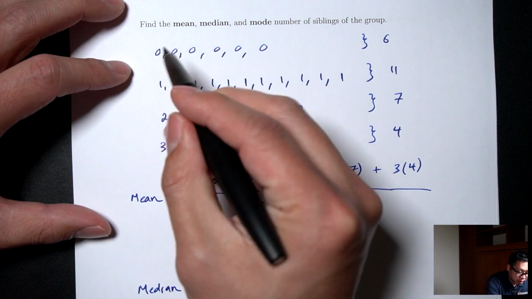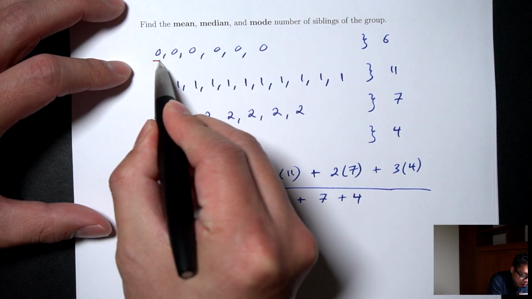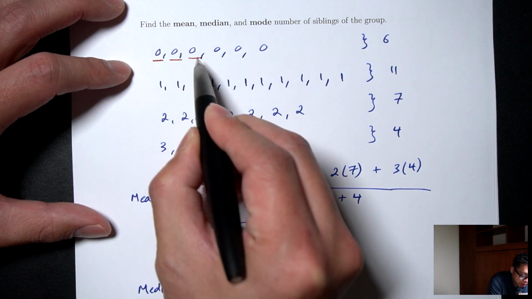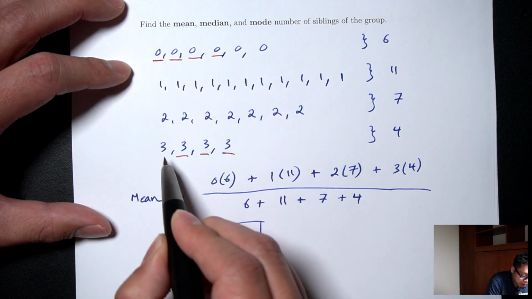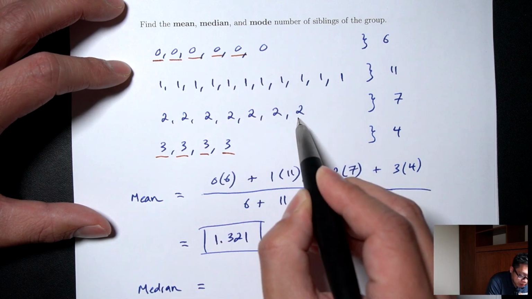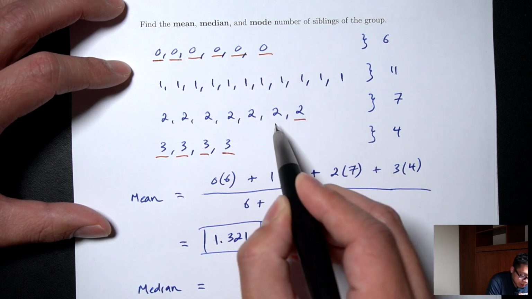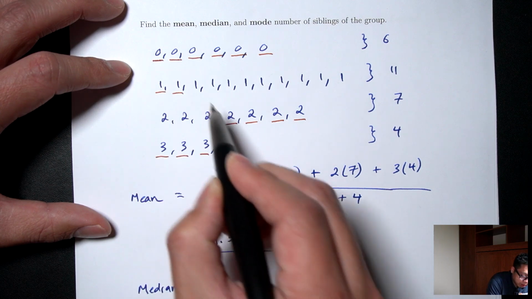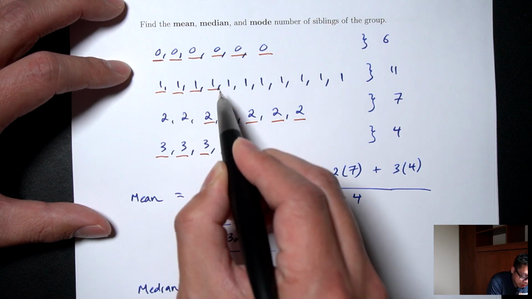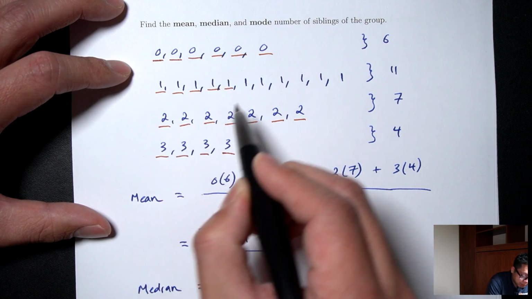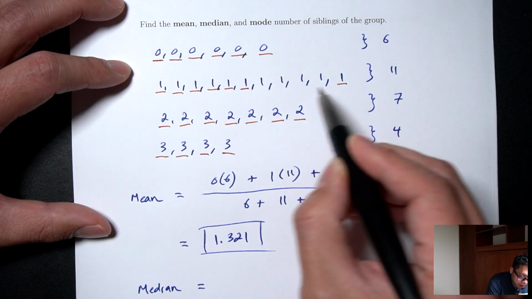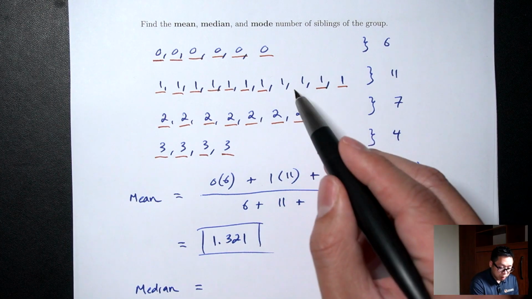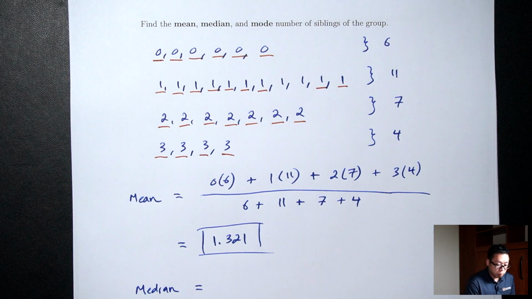Okay, so I'll go beginning, end, beginning, end, and so on, until you either get to 1 number in the middle or 2 numbers in the middle. Here we have 2 numbers in the middle.